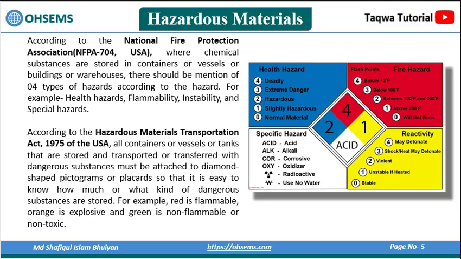According to the Hazardous Materials Transportation Act, 1975 of the USA, all containers, vessels, or tanks that are stored, transported, or transferred with dangerous substances must have diamond-shaped pictograms or placards attached, so that it is easy to know how much or what kind of dangerous substances are stored. For example, red is flammable, orange is explosive, and green is non-flammable or non-toxic.